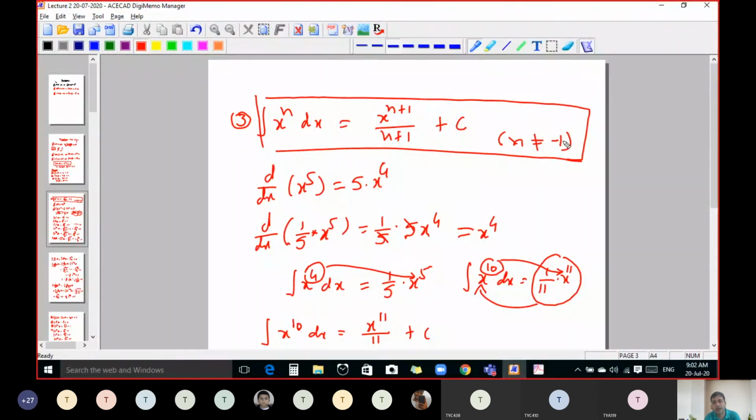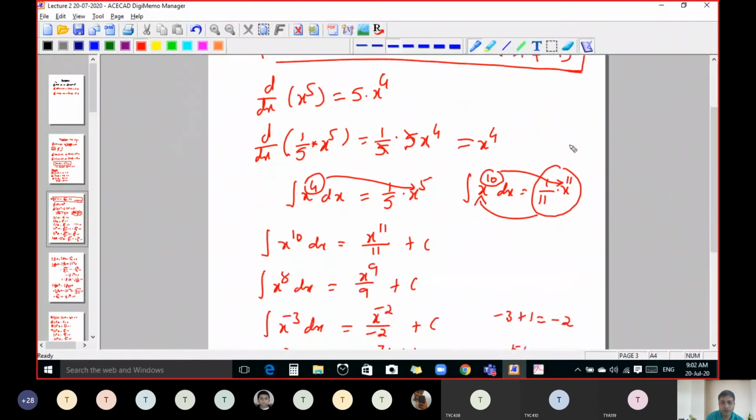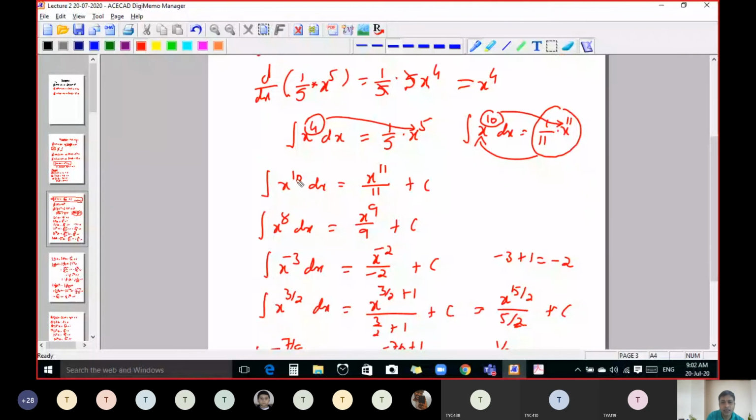Reason: if n is minus 1, then in the denominator we get minus 1 plus 1, that means 0, and anything upon 0 becomes infinite. So we can say that this result is not applicable when n equals minus 1. Now, if we put n equal to 10, the question becomes integration of x raised to 10 dx.